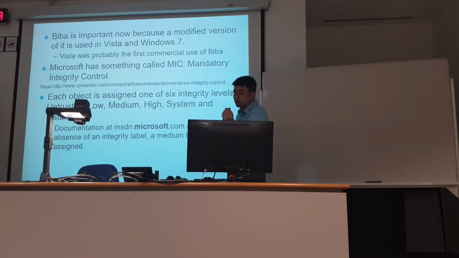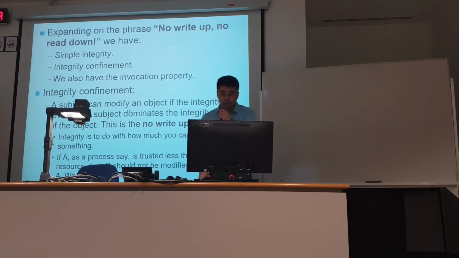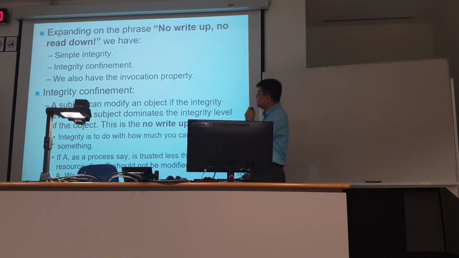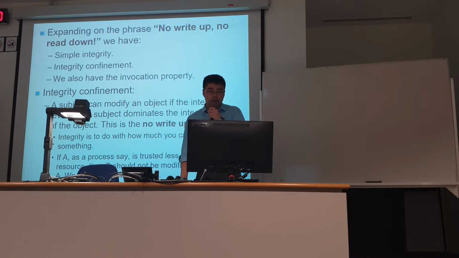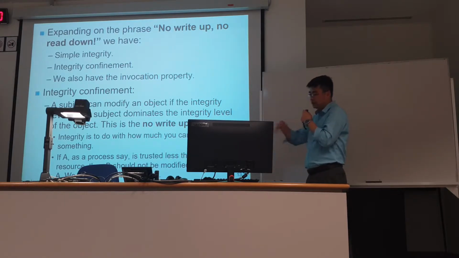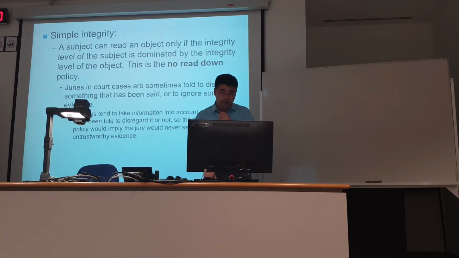Actually, in Windows Vista and Windows 7, we have something similar to the Biba model. We have 6 integrity levels defined in the Windows system, and we follow the rules of this Biba model. So here are some explanations. We have the simple integrity and the integrity confinement, and for this one we also have the last property, which is the invocation property. For the integrity confinement, this is a no write-up policy. So you cannot write to a file with a higher level, and then the simple integrity is no read-down.